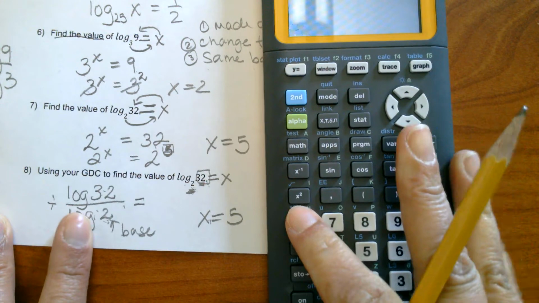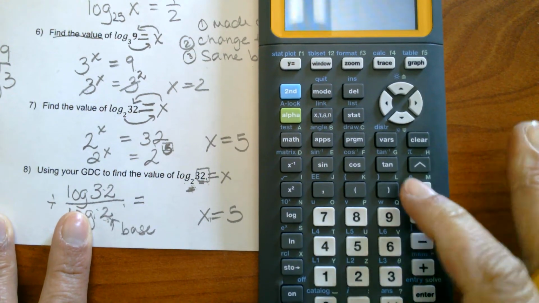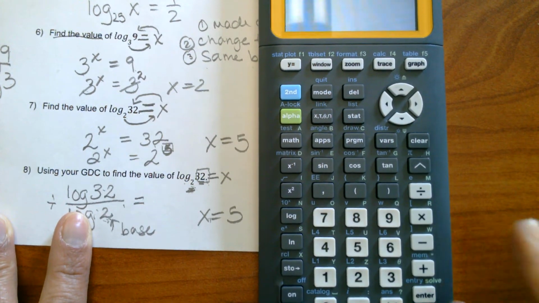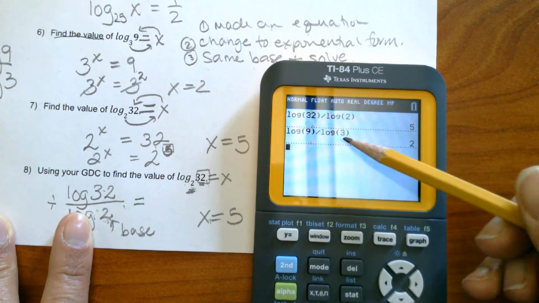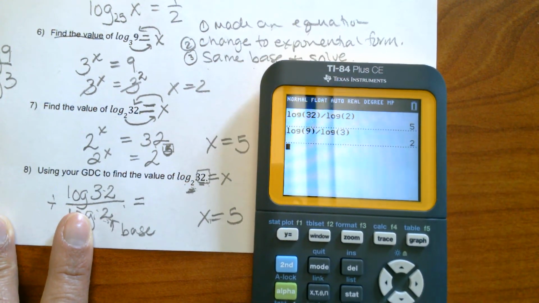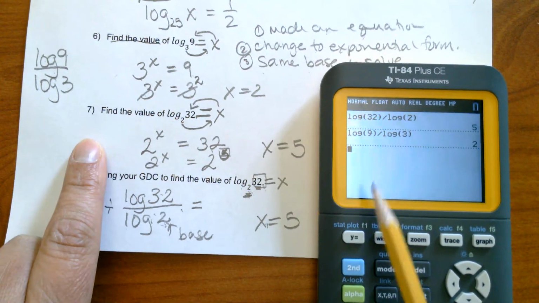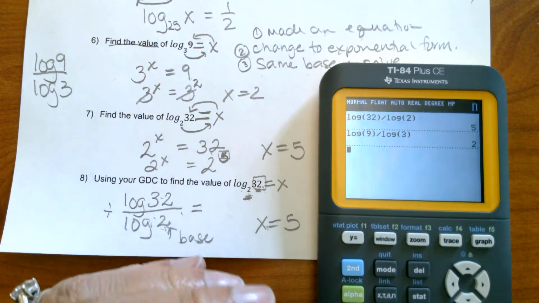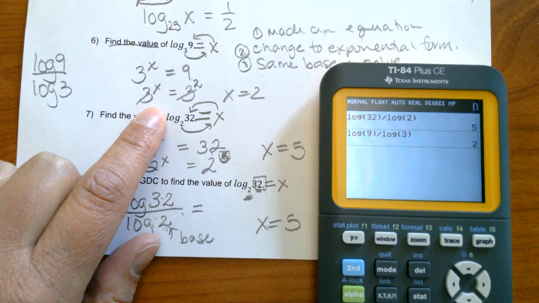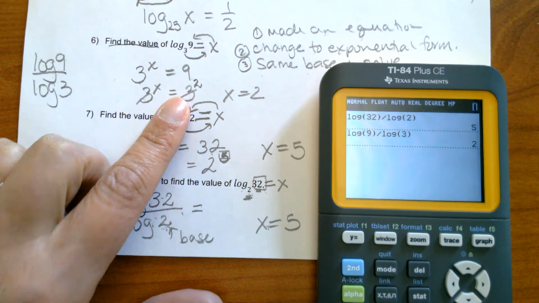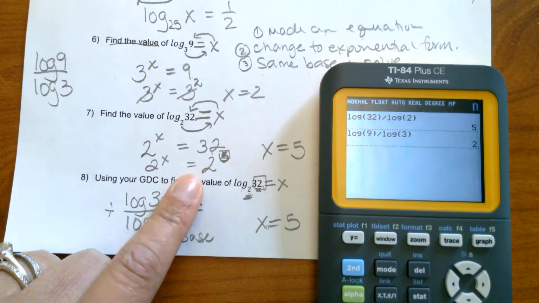So let's just try that real quick so I can show you. Log of 9 divided by log of 3. 2. Whoops, my bad. Log of 9 divided by log of 3. 2. Yay, it works. So yes, you can use this absolutely fine if you don't want to sit there and try to figure out how many times itself does it get us back to 9? How many times itself does it get us back to 32?